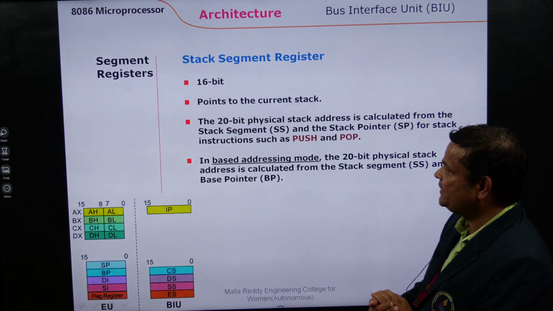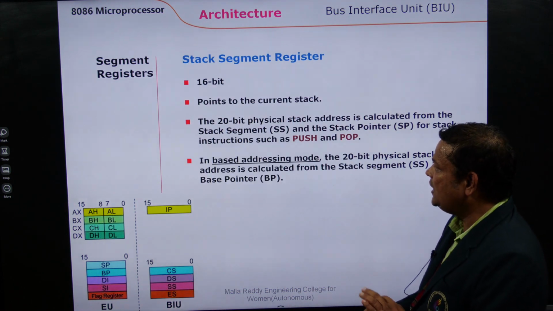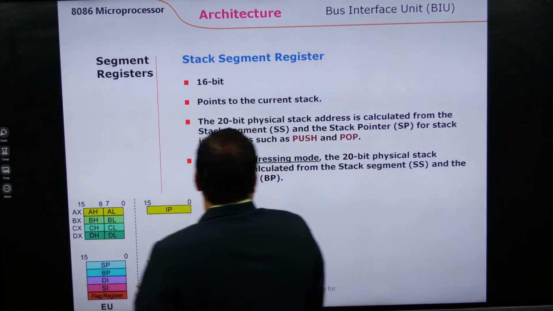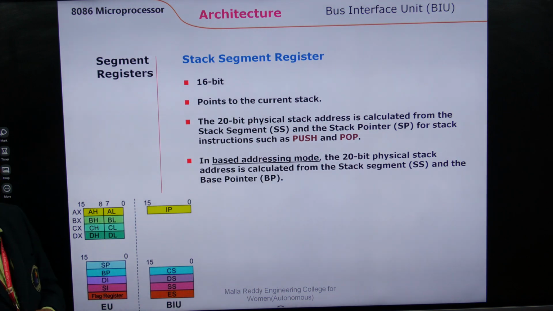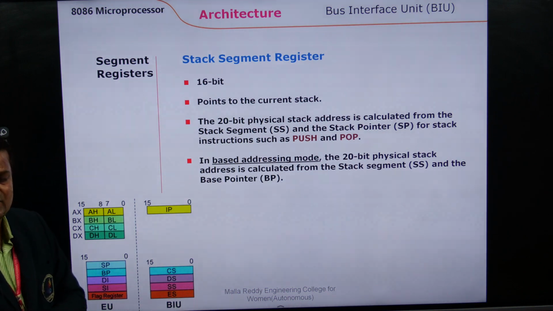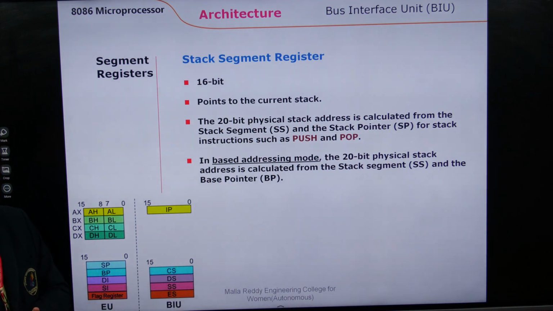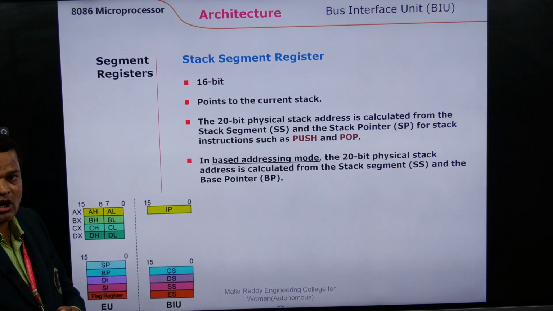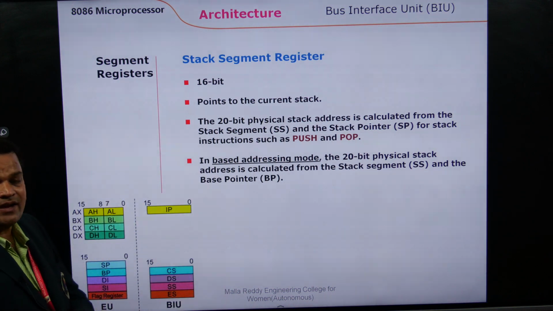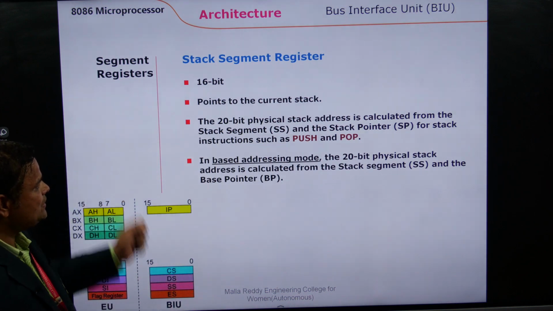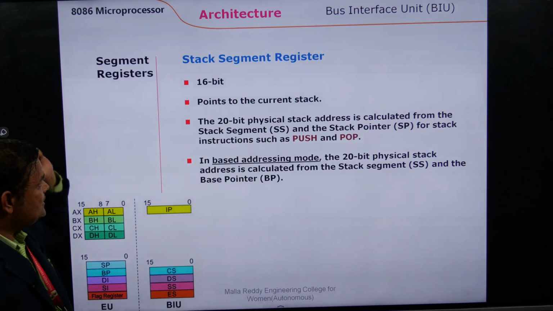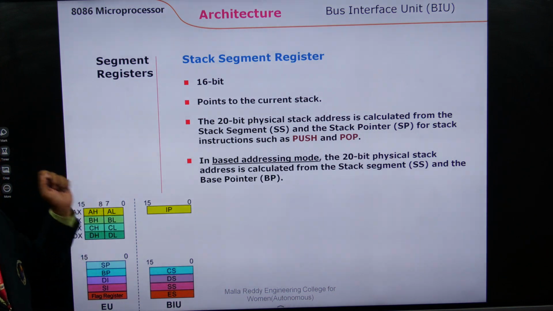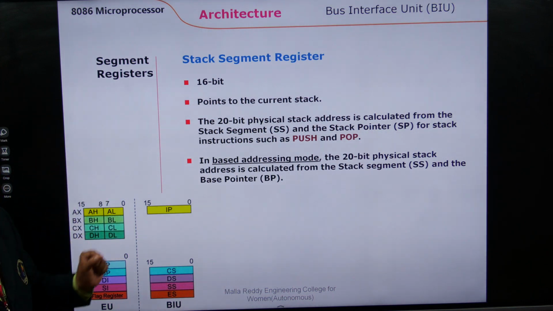Next comes the stack segment register. The stack segment register holds the base address of the stack segment, and this stack segment plays a very important role during procedure execution, that is, execution of functions. In 8086 we call them procedures, but in high level languages we call them functions. During the execution of these procedures, the stack segment register plays a very important role, and it gets combined with the stack pointer or base pointer to generate the 20-bit physical address.